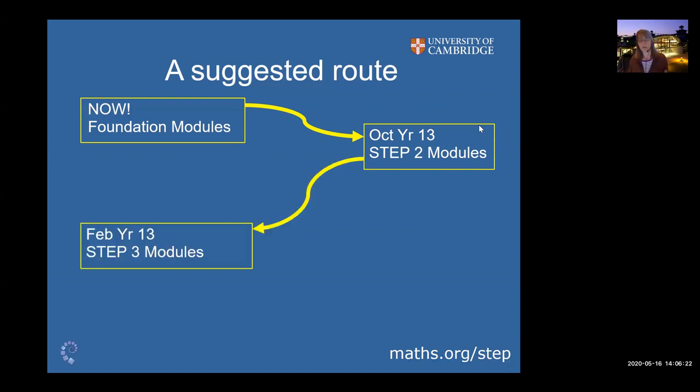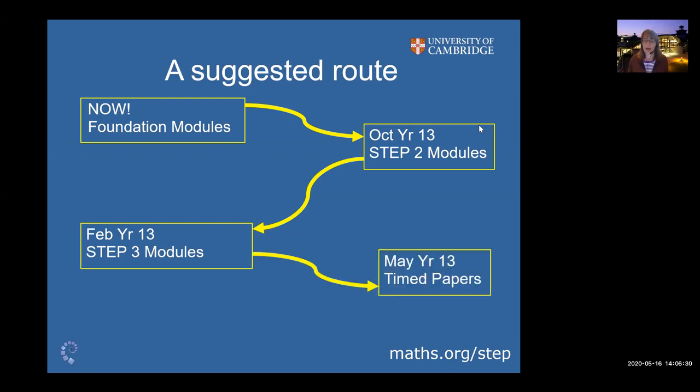When you get to about February of year 13, hopefully after you've got your offer, start working through the step three modules. And then, about a month or so, or 6 weeks before the actual exam, start looking through some time papers. Every year I hear about some people who start doing time papers at the beginning of January in year 13. I would be a bit careful about trying to do time papers too early.